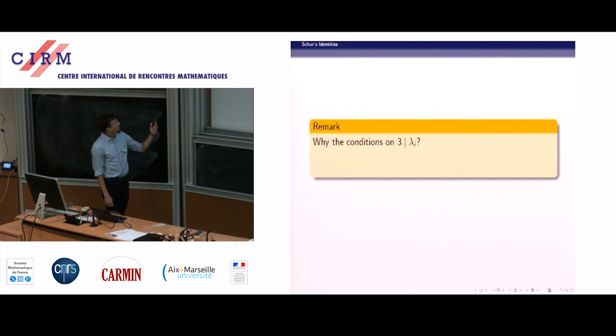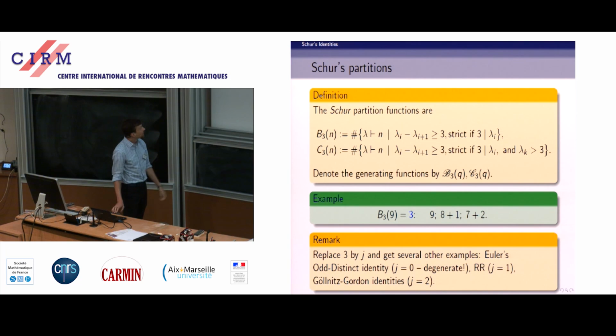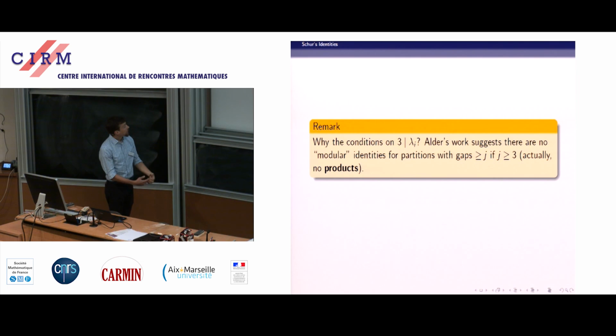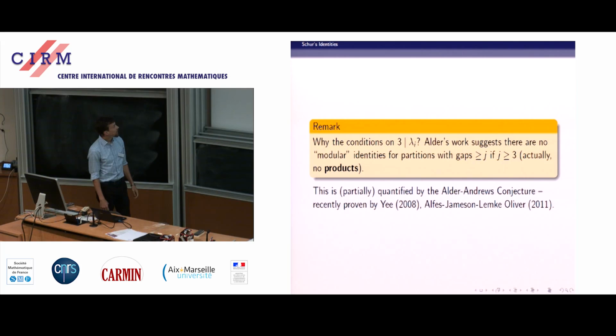But why, so you might ask, why is there this condition with the divisibility? It's kind of an odd way to think about the Rogers-Ramanujan identities. Well, actually, there's some fairly simple work of Alder from the 50s that suggests that there aren't any modular identities or even infinite product identities if you look at partitions where the gaps are at least j for any j at least 3. So you need some additional condition, unavoidably. And I'll just mention for history and giving credit that some of Alder's work was conjectural, but it's been fully established quite recently.